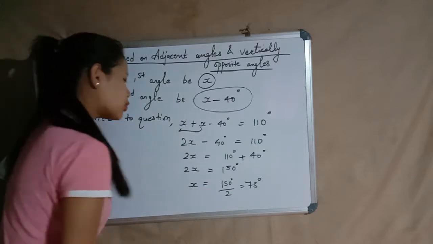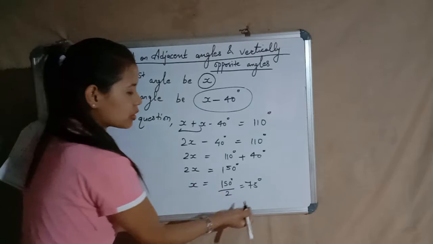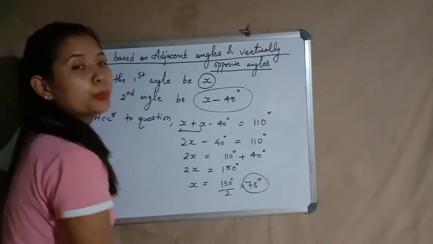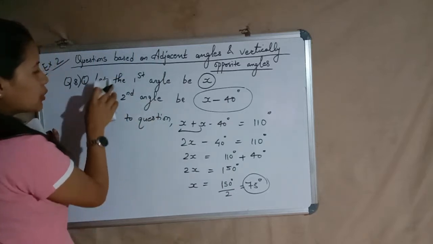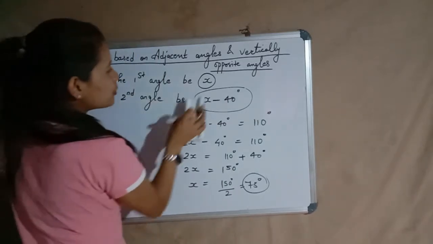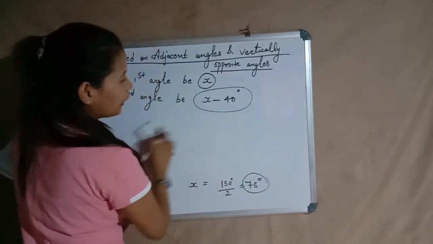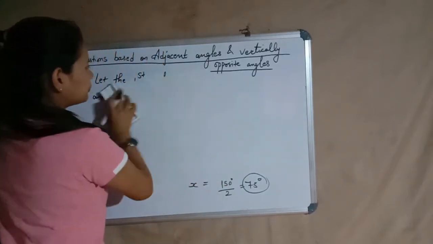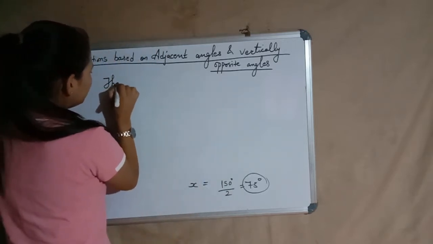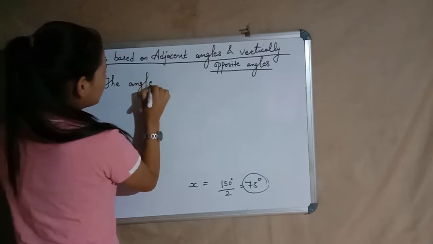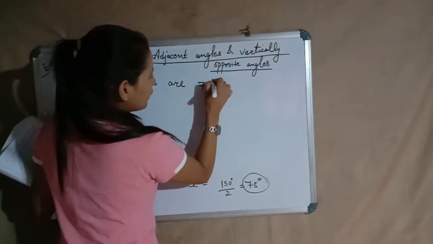Okay, please do not think that the problem is done. We have just got the value of x, but we need to find the two angles. We have assumed one angle to be x and another to be x minus 40 degrees, and we have got the value of x. So the angles are, one is x, right? So one angle is 75 degrees.